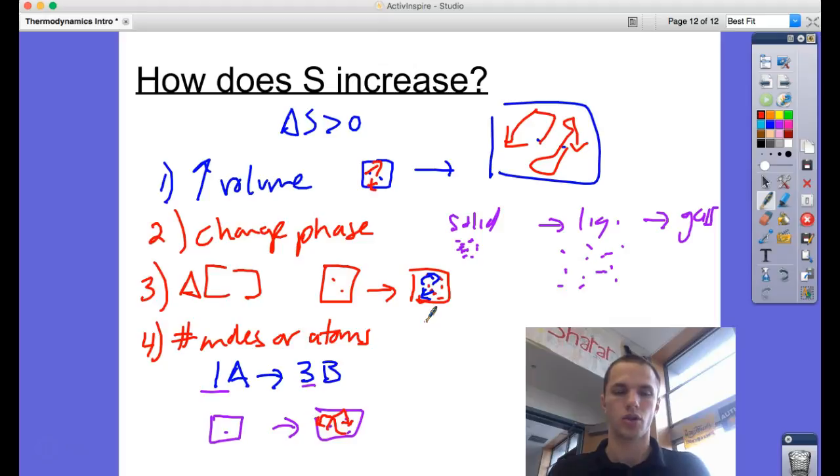Okay? So we've covered the idea of spontaneity, what is a spontaneous process, bonds breaking, bonds forming, what entropy is, how to measure it qualitatively. What we'll move into next is how to actually measure it quantitatively using numbers.